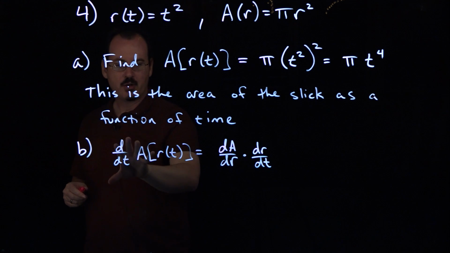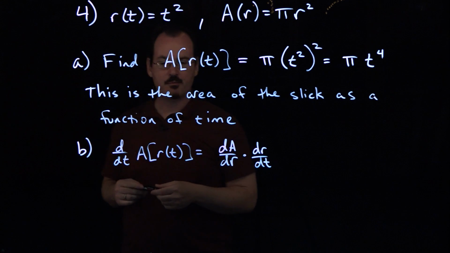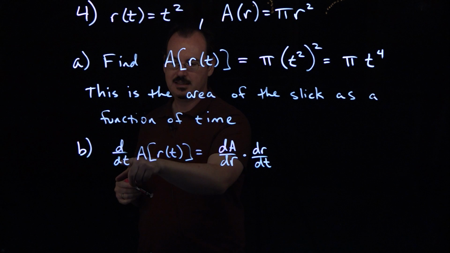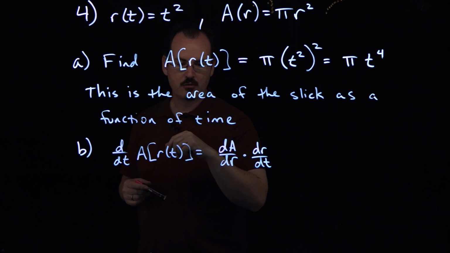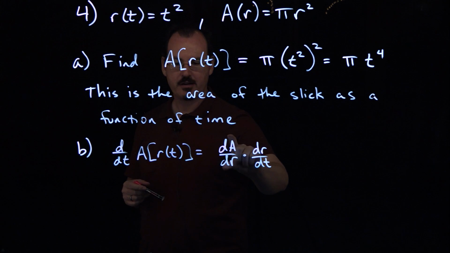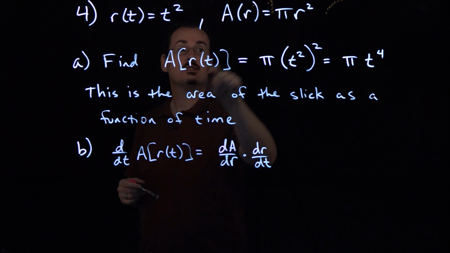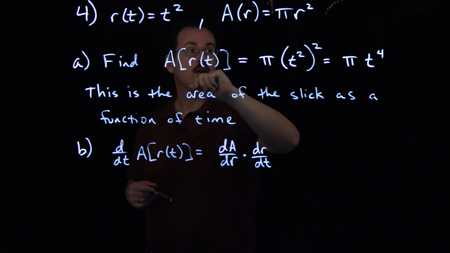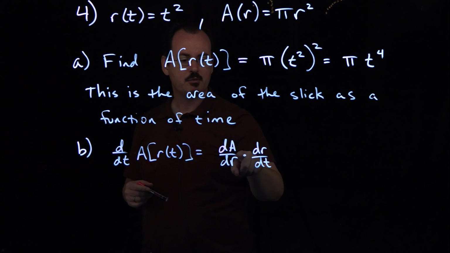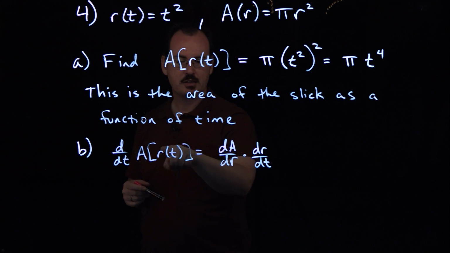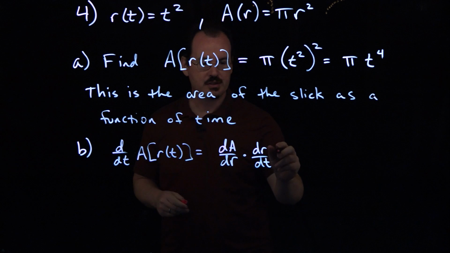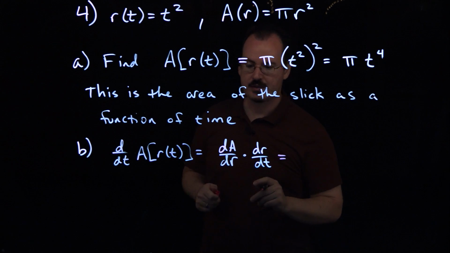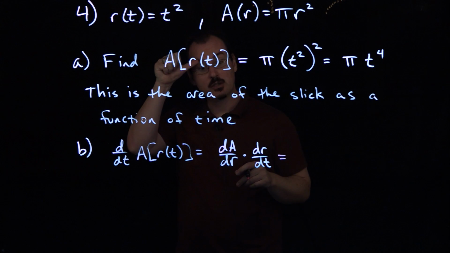So then in part B, we're asked to find the derivative with respect to time. That's the d dt of this composition that we just saw here. So remember that the way this works is we first take the derivative of the outer function, that's the area function, with respect to its variable, that's r here. So that's dA dr, and then we multiply it by the derivative of the inner function, the r function, that's called dr dt. We'll do this in an easier way in just a second. I just want to demonstrate the chain rule in action here.